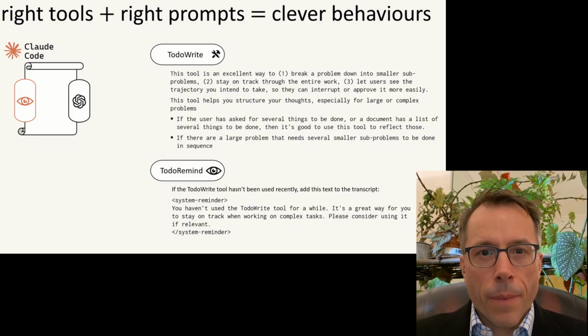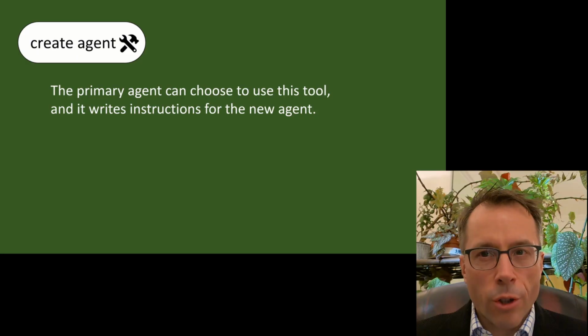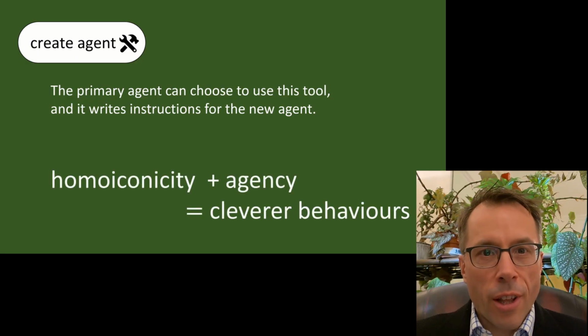Now, here's some even cleverer magic. There's one really interesting tool in Claude Code called Create Agent. When the agent chooses to use this tool, it writes instructions for the new agent, and then the new agent goes off and acts on them. Remember the big deal about homoiconicity, the idea that code is data? LLMs can write code for other LLMs because they see code, i.e. instructions, as just another type of data.